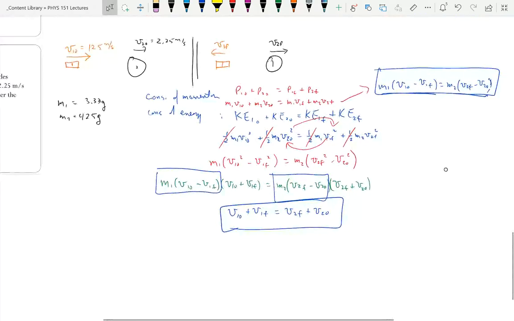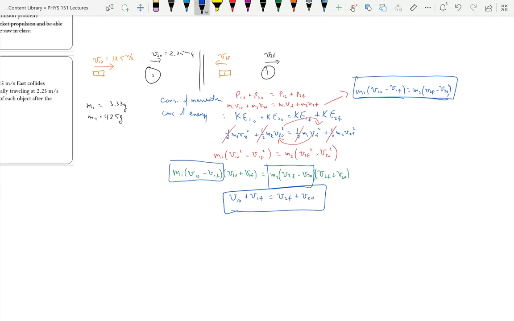But now I have two equations, the two in the boxes, two unknowns, V1 final, V2 final. So I just solve one equation for, let's say, V2 final, and then plug that into the other equation to eliminate V2 final and solve for V1 final.